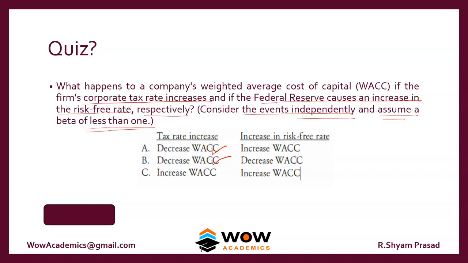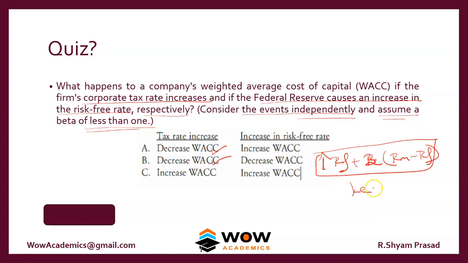If RF increases, as per CAPM, this number increases, then beta into RM minus RF changes and it increases the overall KE. So when RF increases, KE will also increase. When KE increases, WACC will also increase. So we tick marked both decrease WACC and increase WACC. So the answer is A.